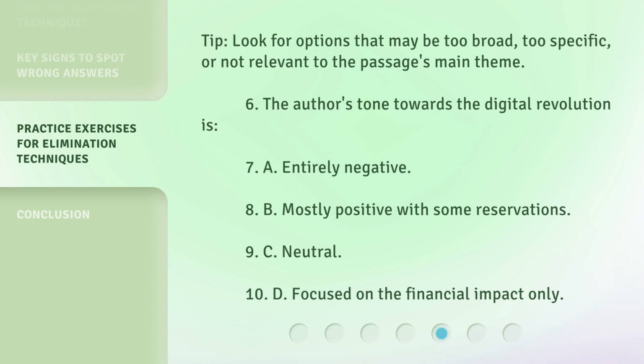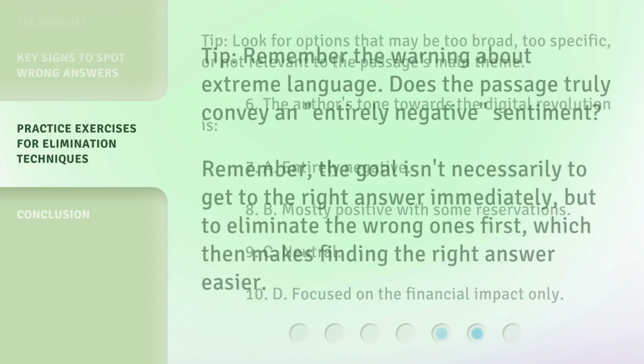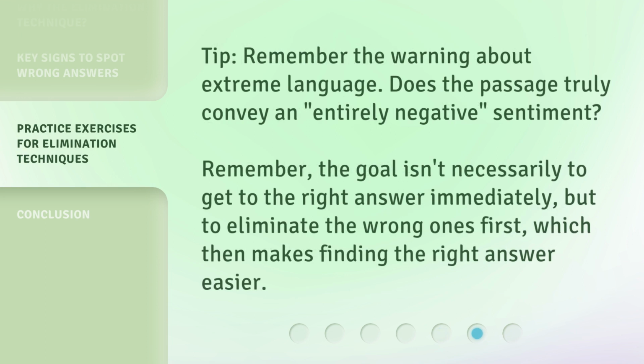2. The author's tone towards the digital revolution is A. Entirely negative. B. Mostly positive with some reservations. C. Neutral. D. Focused on the financial impact only. Tip: remember the warning about extreme language.